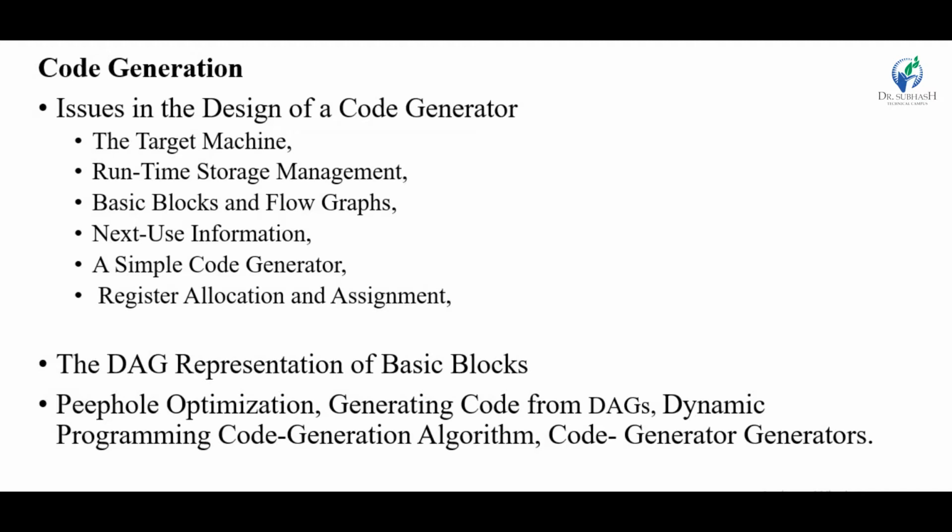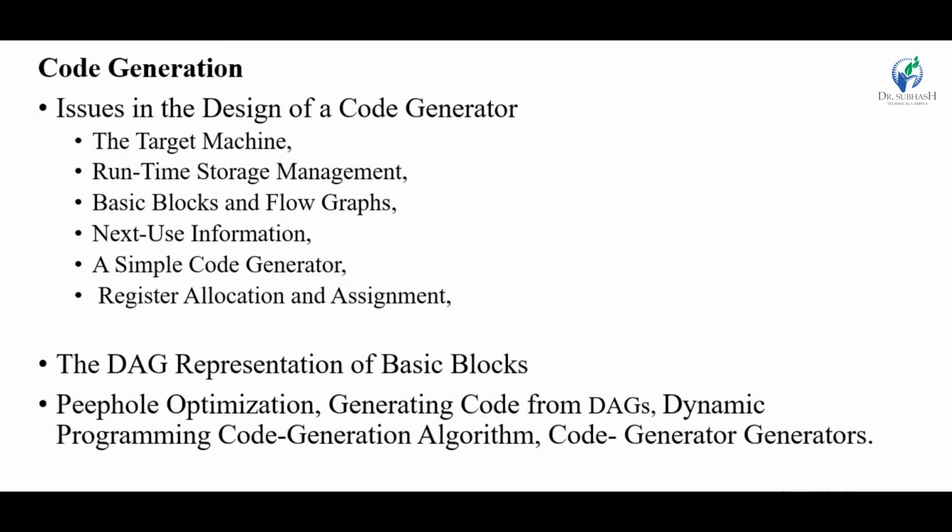Peephole optimization. What is peephole optimization? Peephole optimization is a simple and effective technique for locally improving target code. This technique is applied to improve the performance of the target program by examining the short sequence of target instructions and replacing these instructions by shorter or faster sequence whenever possible. Peephole is a small moving window on the target program.